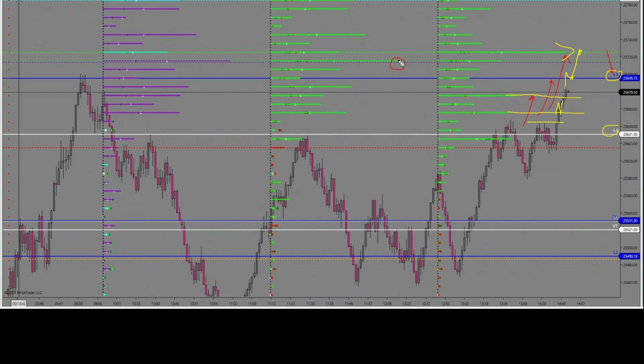If we see this level and this level aligned, this gives us more confidence to take a long position or close the position when price arrives there.